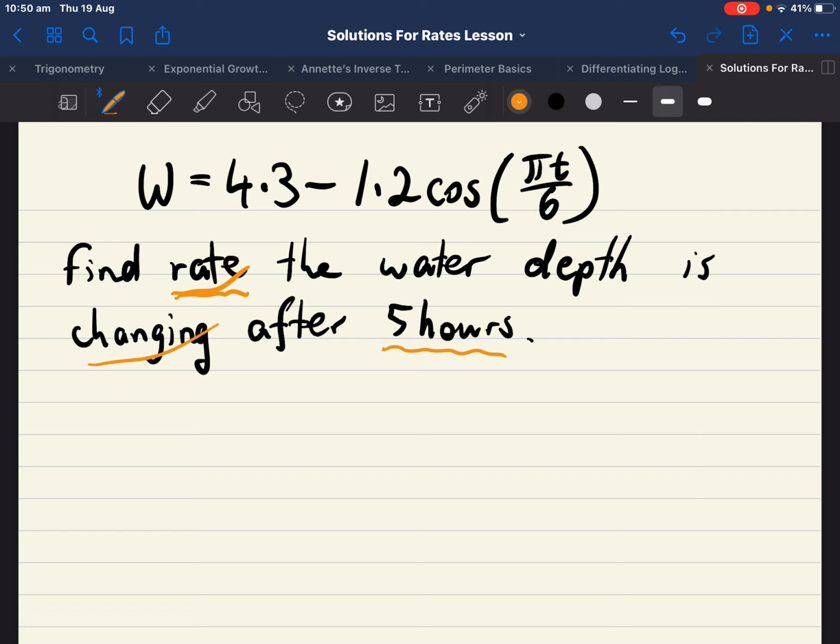You want to find the rate of something, right? We're not trying to find W. We're trying to find the rate at which W is changing. In other words, we're differentiating. 4.3, when differentiated, becomes a 0.